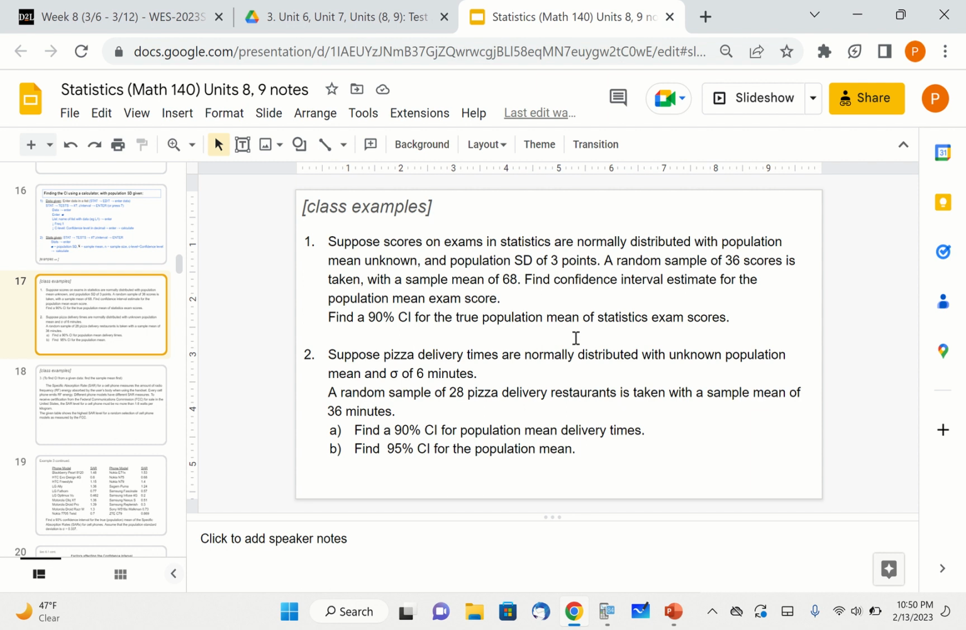A random sample of 36 scores is taken. So n is 36 with the sample mean of 68. Find the confidence interval estimate for the population mean exam score when the confidence level is at 90%. So find a 90% confidence interval for the true population mean of statistics exam scores for this problem. Okay, so let's see how we do that.